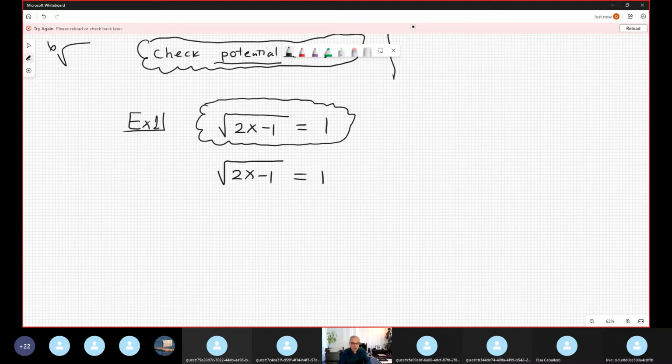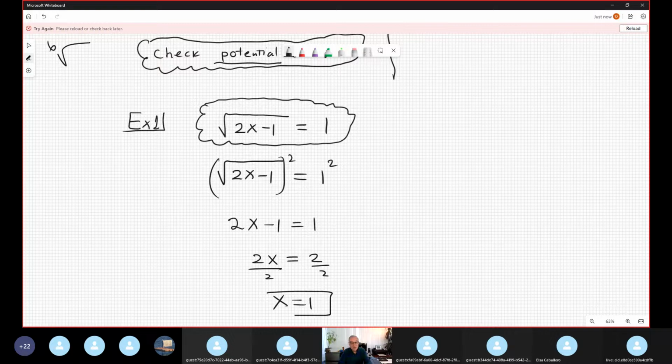Now, what is the key idea? Square both sides. So my new equation is 2x minus 1 equal 1, since 1 squared is 1 as well. Now, this is an easy linear equation. 2x equal 1 plus 1, which is 2, divided by 2. x is 1. And this is my potential solution. Okay, I need to verify. So in a test, you split the paper into parts, and you check it for x equal 1.